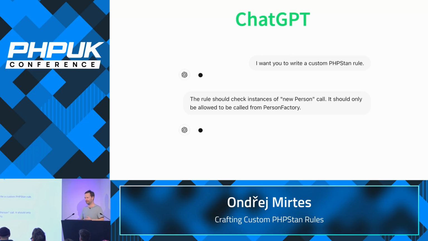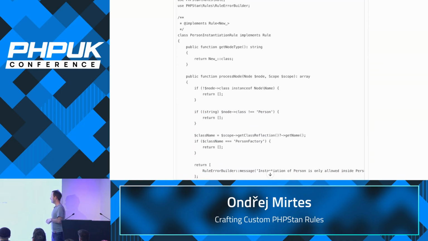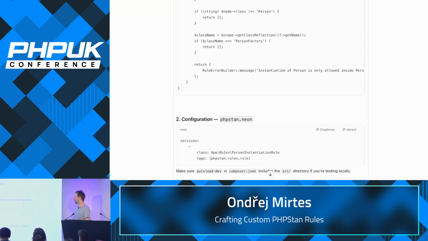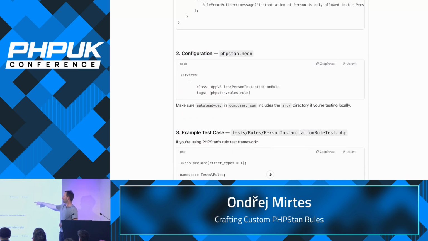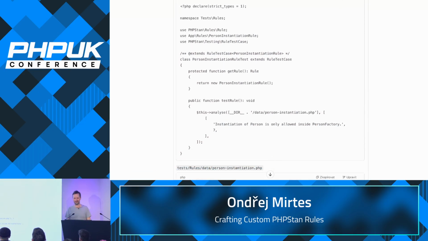It works pretty well. It probably saw the PHPStan source code, so it can reason about it quite well. I just described what I wanted to do, and it did a pretty similar job to what I achieved. So the rule worked well. It also tells you how to configure it, how to register it, and it even generated a test case.